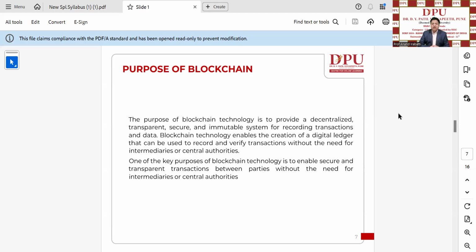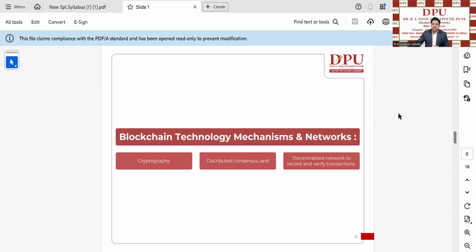And that too without the need for central authority or an intermediary for controlling the transactions. That is the whole and sole purpose of blockchain technology. Now let's understand the mechanism that works behind the blockchain and what are the networks.